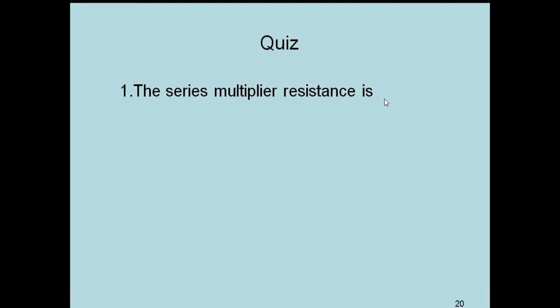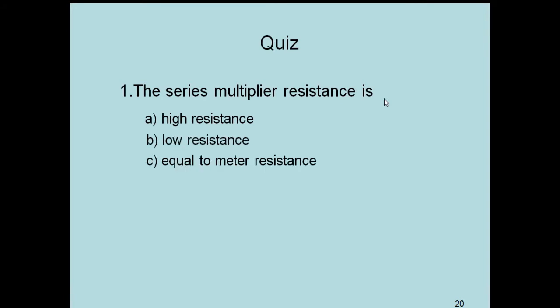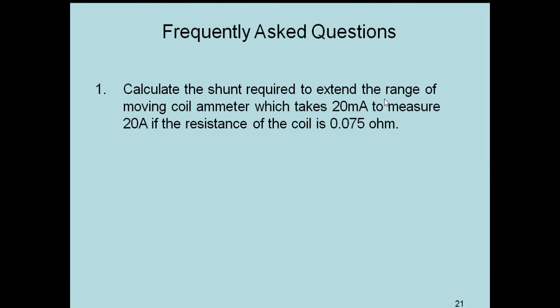Let us solve a simple quiz on these multipliers and shunts. The series multiplier resistance is: high resistance, low resistance, equal to meter resistance, none. So definitely the series multiplier resistance will be higher. Option A, high resistance. And try to solve these problems.